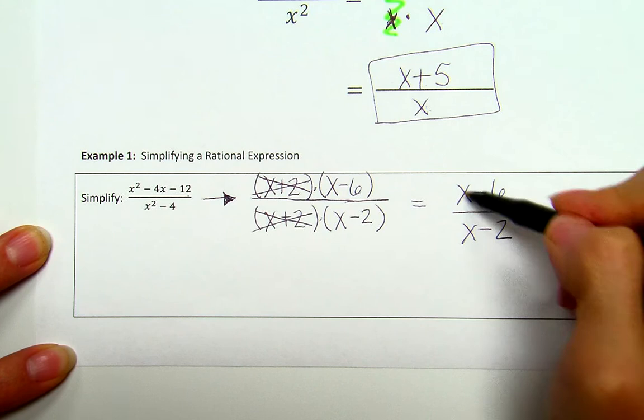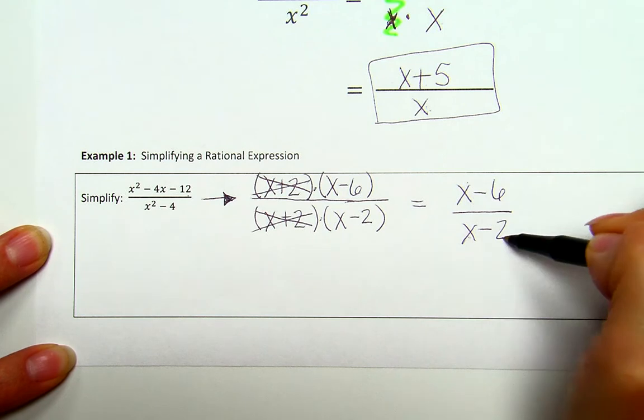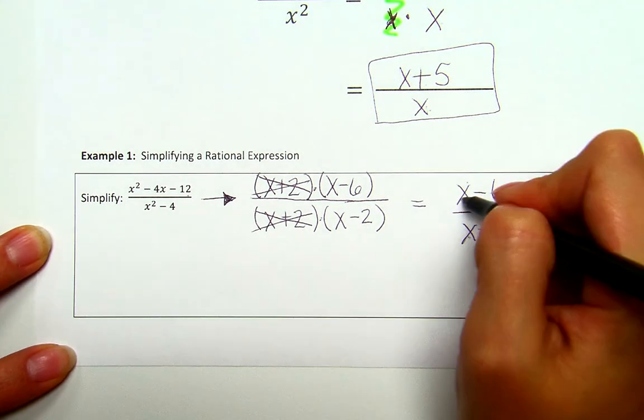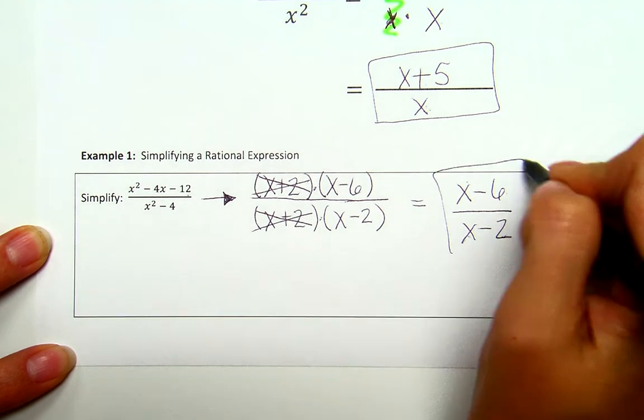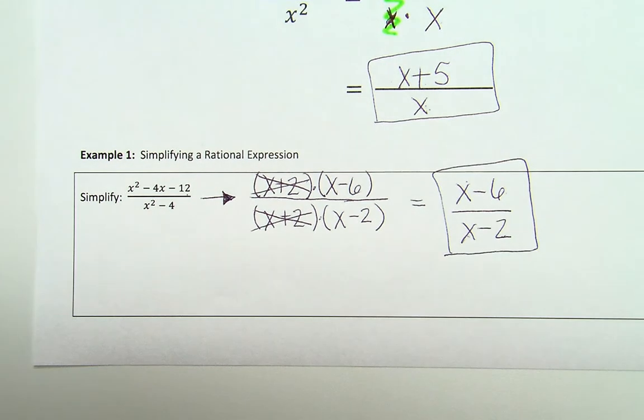And again, the x's don't cancel and the 6's and the 2's don't simplify because they are attached through subtraction, both top and bottom, so that is your final answer. Moving on to example 2.